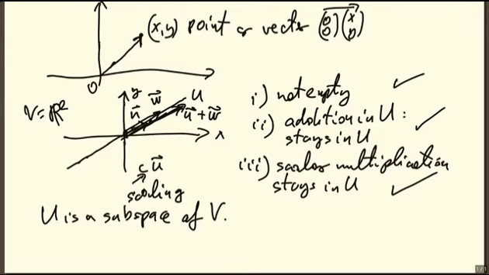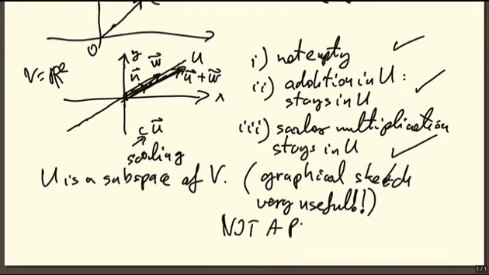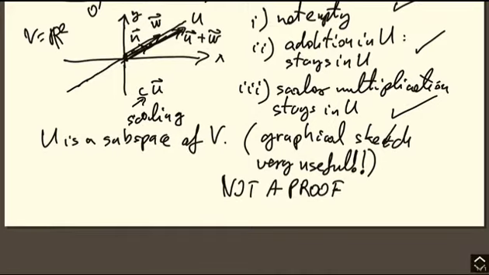So this wasn't a rigorous proof. This is just a graphical sketch. It's very useful many times to visually describe what we are working with, but let me mention that this is not a proof. In this class we don't accept visual pictures as proofs. For rigorous proof we have to use notation and basically calculus.